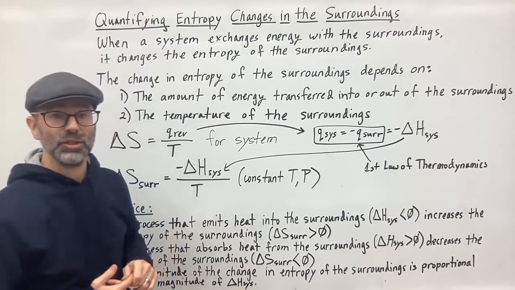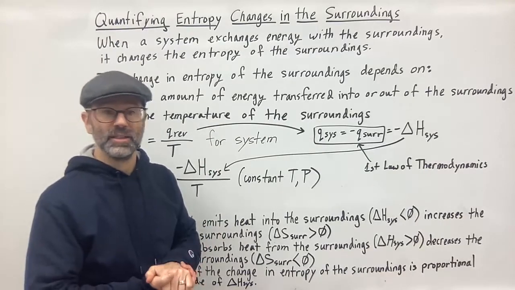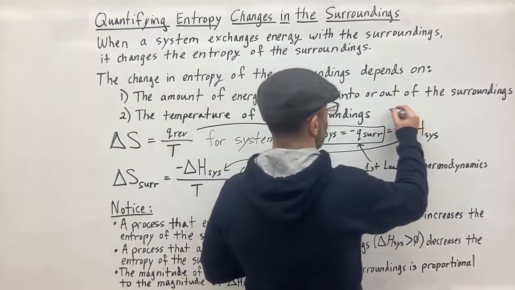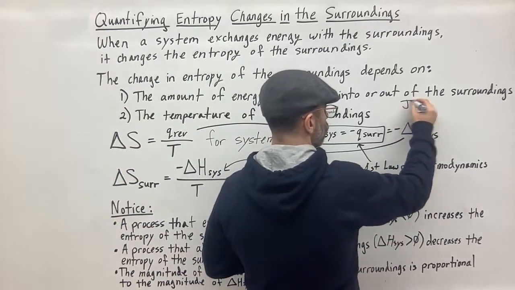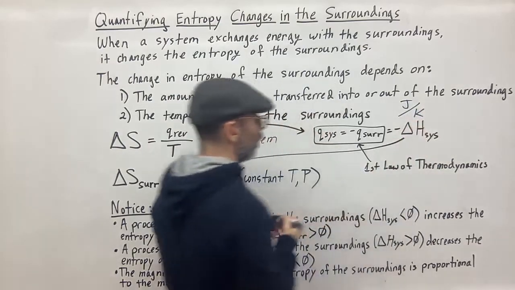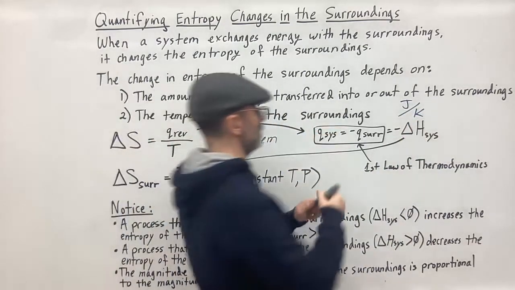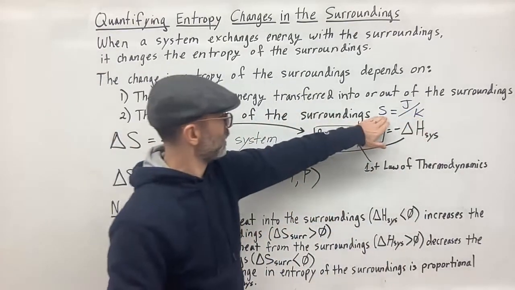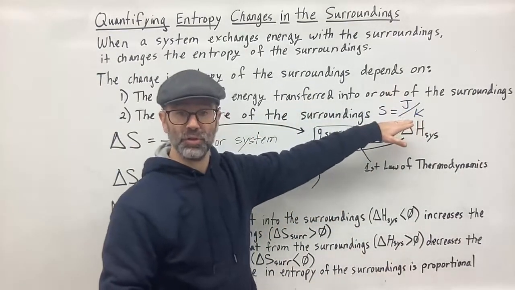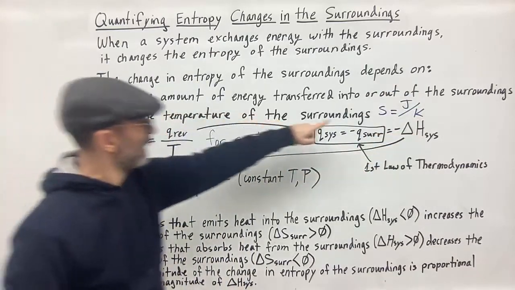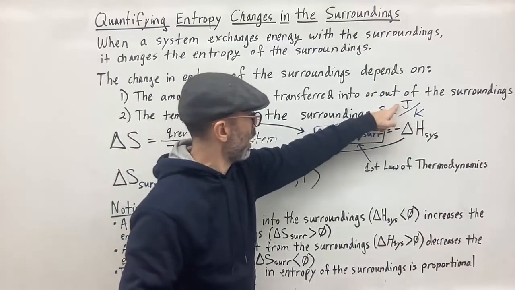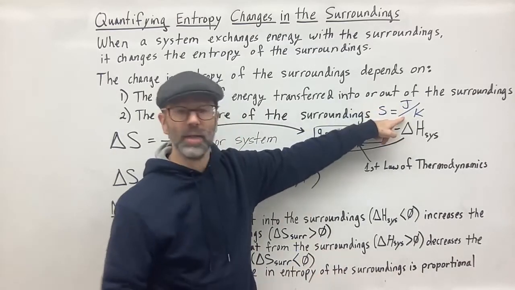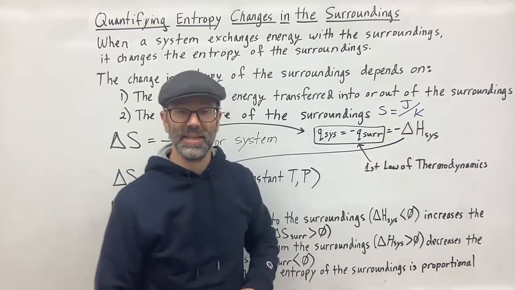So if we go back to the units of entropy, remember the units of entropy are joules over Kelvin. So it makes sense that if entropy has units of joules over Kelvin, then it is going to depend on both of these factors: how much energy is transferred to the surroundings and at what temperature the surroundings are.